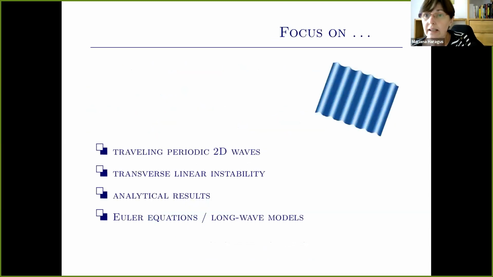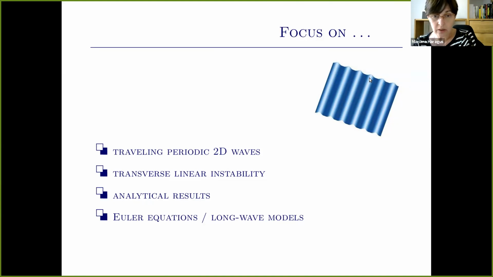So as I said, I will focus here on periodic waves, and actually on two-dimensional periodic waves, with a free surface which is then one-dimensional, it is constant in one horizontal direction.